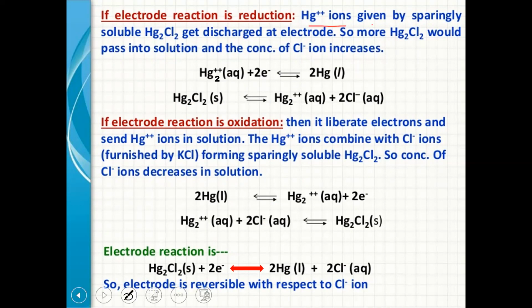Then see the cell reactions. For example, see this one. The mercury 2 plus ions given by the sparingly soluble mercurous chloride get discharged at an electrode. So more mercurous chloride would pass into the solution, and the concentration of chloride ions increases. So here are the cell reactions. The mercury 2 plus absorbs the electrons and converts to mercury. Absorption of electrons is known as reduction.